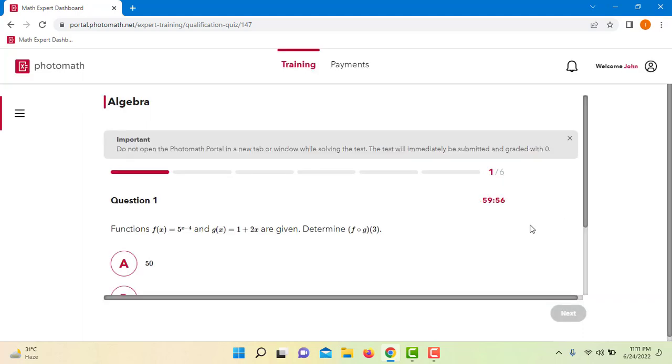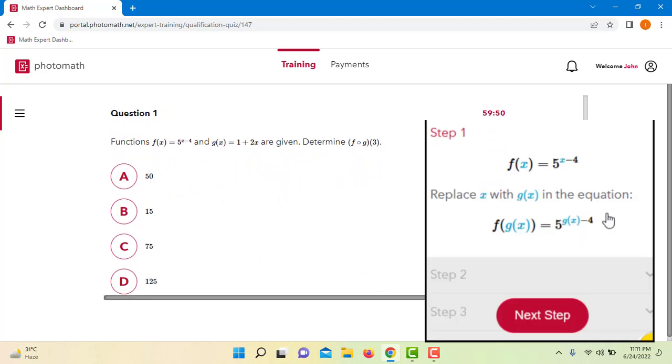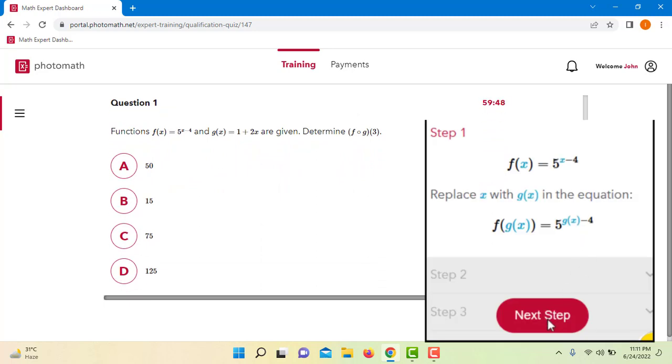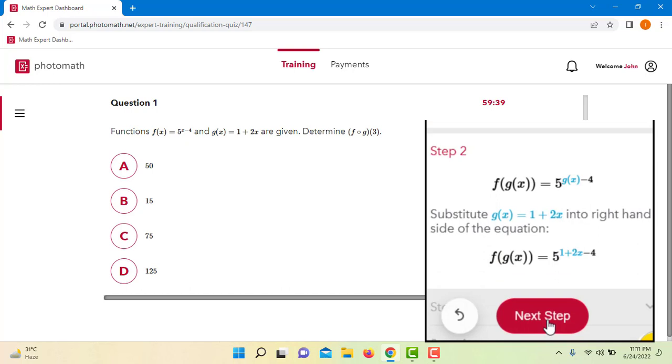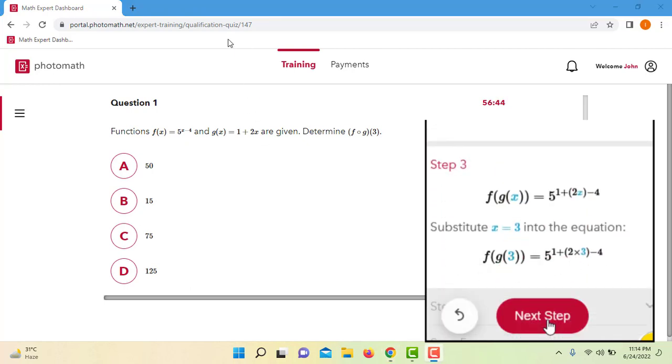The first question is to find the composite function at the value of 3. The formula for the composite function is f of g of x. Now to find the composite function, you must replace x with g of x. Then in the second step, substitute the function g of x in the right hand side. To find the composite function at x is equal to 3, substitute the value of x into the equation.